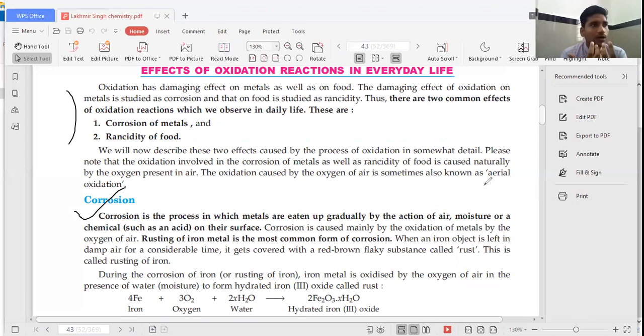The appearance of the metal, the normal structure of the metal, if any kind of change is happening to it, we will consider it as corrosion. The most common example of corrosion of metal is rusting of iron, right? But at the same time, be very sure that corrosion is not always harmful.